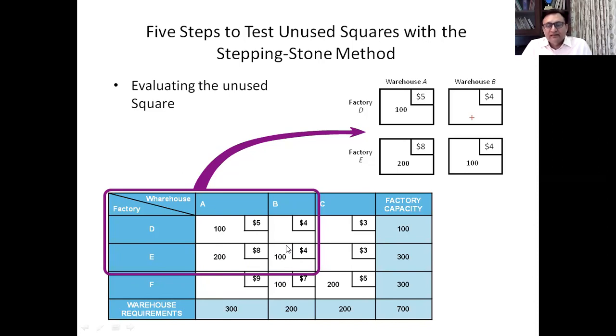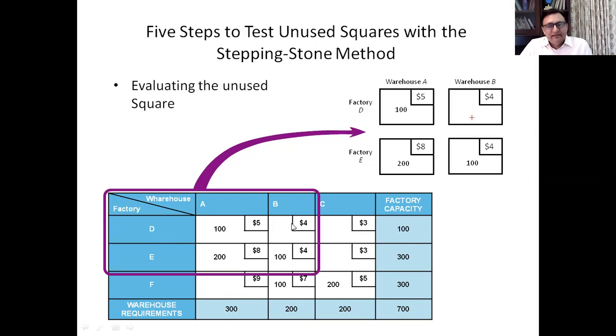Now we will evaluate the unoccupied cells to see whether there is a possibility to improve the solution or not. If it is going to decrease our cost, that means we are in a position to improve the solution. But if all are positive, that means the change in cost is positive in the unoccupied cells also, which means the optimal solution has been achieved. So first of all, we will evaluate the first unoccupied cell, that is DB.